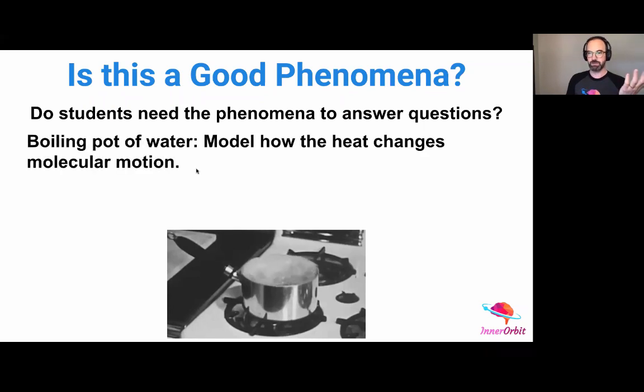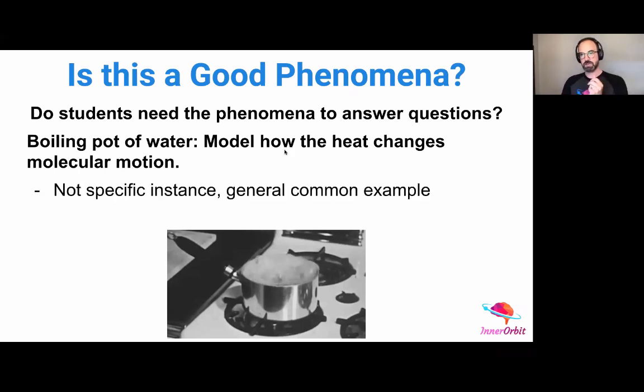A boiling pot of water. So this is one that we've had teachers send us probably 20, 30 times. Model how heat changes molecular motion. A couple comments on this. So it's not a specific instance. This is a general common example of what's going on.